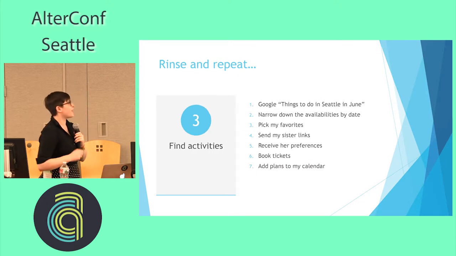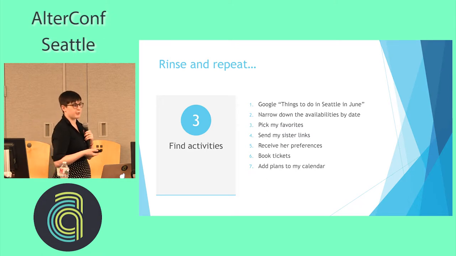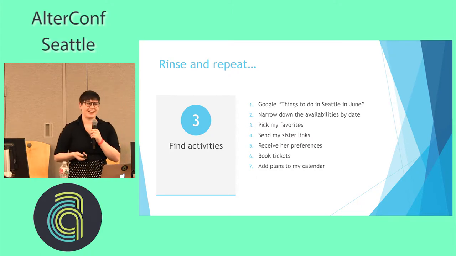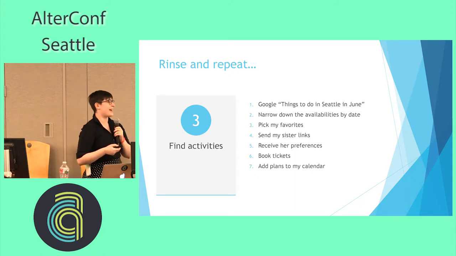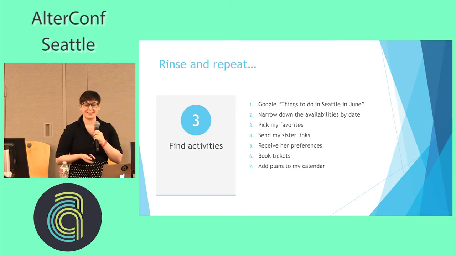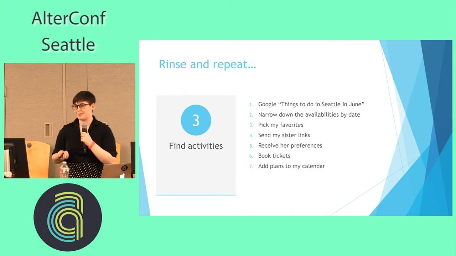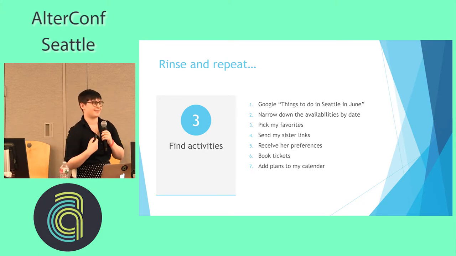Step three, find activities. This one's very similar to the previous one. So I Google a lot. I probably look at the Stranger website, if I'm honest. I ask my friends for suggestions. I pick my favorites. I send my sister the links. And then I receive her preferences, and I book the tickets. I put them on the calendar for my own sanity.